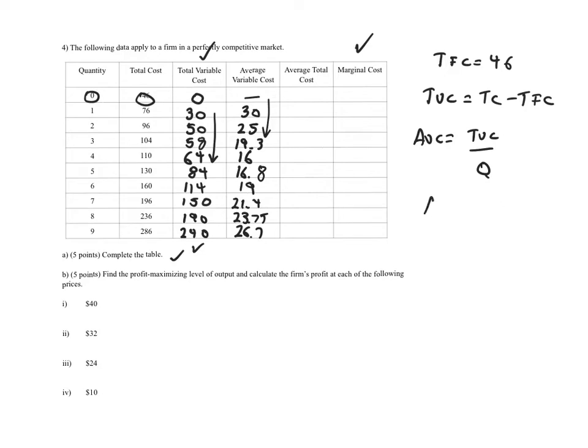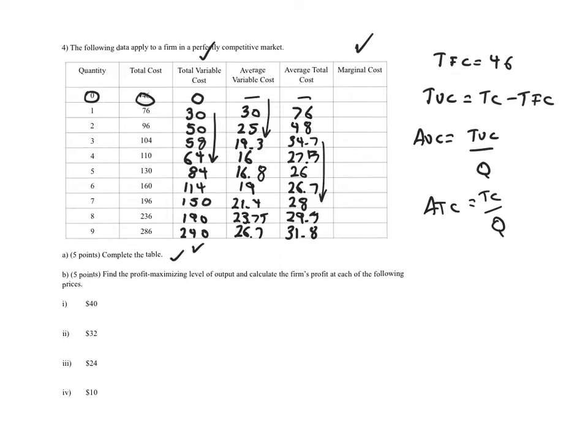Our average total cost is going to be total cost divided by quantity. So here we can't divide by 0. We have 76 divided by 1 is 76. 96 divided by 2 is 48. And we continue to divide total cost by quantity to get our average total cost.